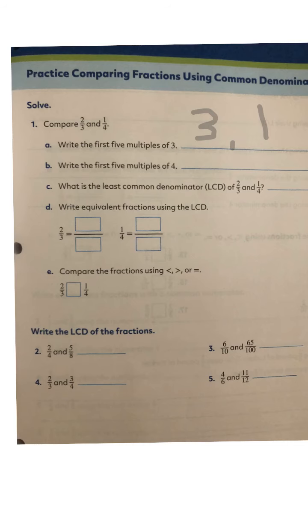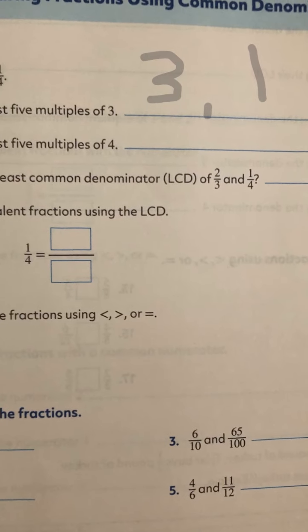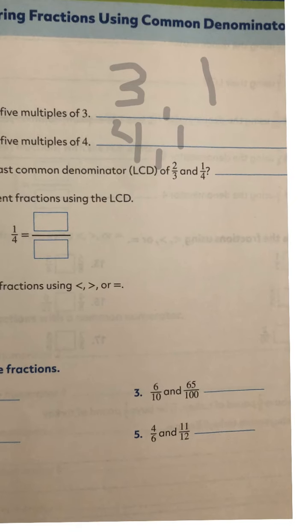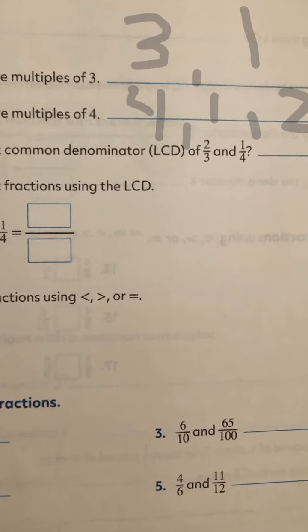Write the first 5 multiples of 4. Well, friends, same thing. I can't think of 5 multiples, but I know that I can start with the easy one. I know that 4 times 1 equals 4. And also 2 times 2 equals 4. So the multiples of 4 are 4, 1, and 2. Okay? Those are the multiples or factors of 4.